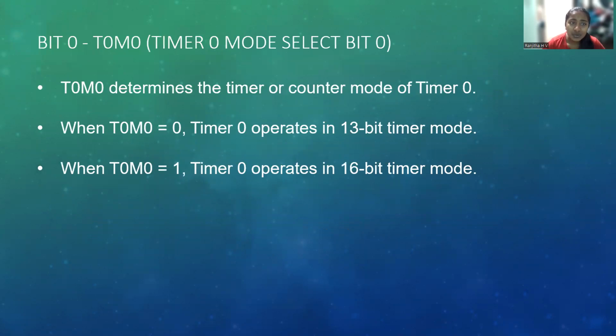Bit 0, T0M0, the Timer 0 mode select bit 0. T0M0 determines the timer or counter mode of Timer 0. When T0M0 is equal to 0, Timer 0 operates in 13-bit timer mode. When T0M0 is equal to 1, Timer 0 operates in 16-bit timer mode.